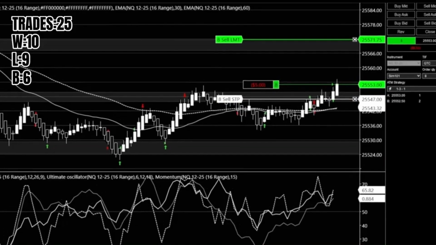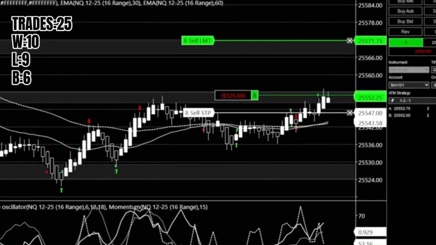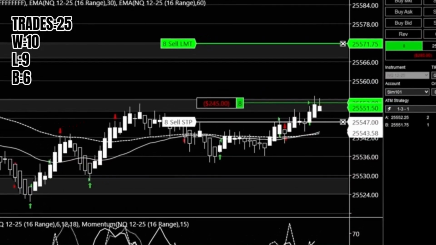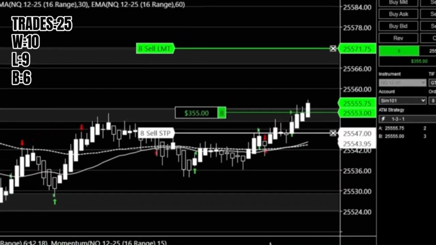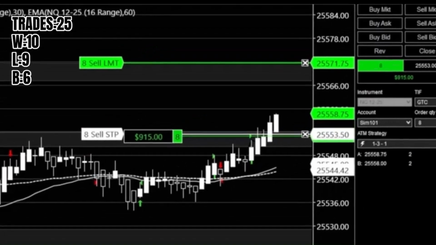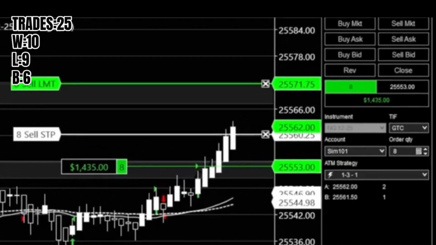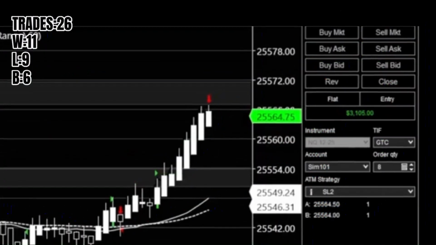Price finally broke higher and pushed with good momentum. My stop trailed and I got stopped for a decent profit, getting back my profits from the start of the session.